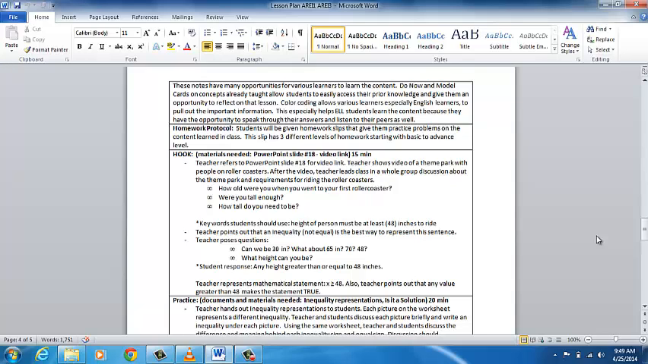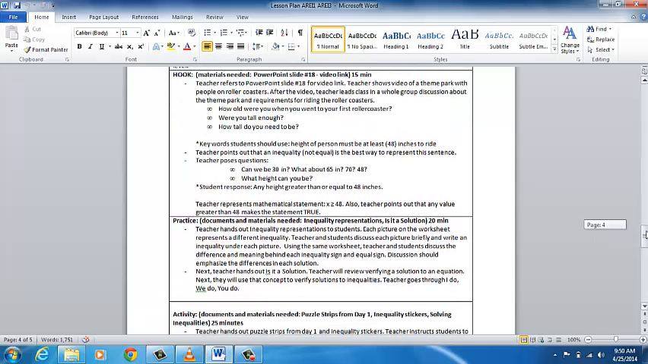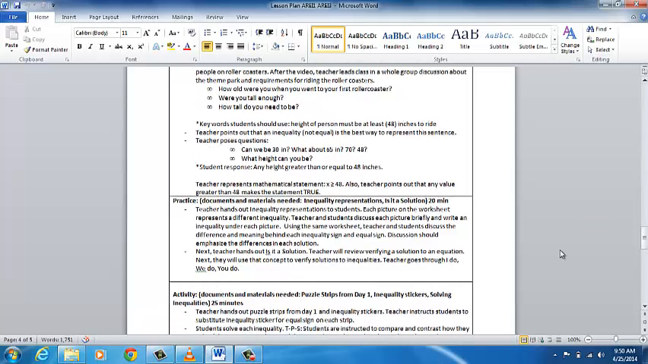Then the teacher is going to connect back to the math concepts that an inequality means not equal and is the best way to represent these types of situations. Certain questions will follow that the teacher will pose, like, can we be 30 inches? What about 65, etc.? And what height can you be? Finally, the teacher will actually represent the mathematical statement by x is greater than or equal to 48, noting that any value greater than 48 makes the statement true.